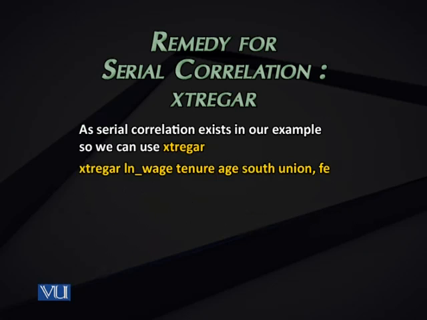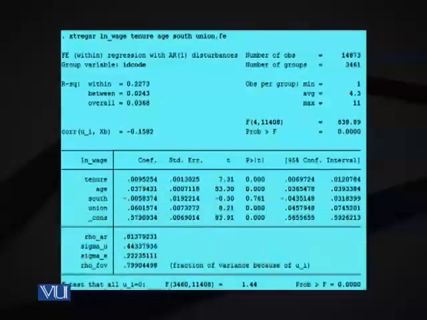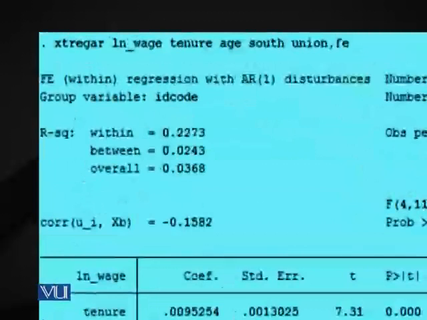Let's see an example. The example that you see is related to the same file you are already using. So I ran a fixed effect model. You can see the results. So it is FE within regression with AR(1) disturbances. This AR and 1 in parentheses means autoregressive order 1.